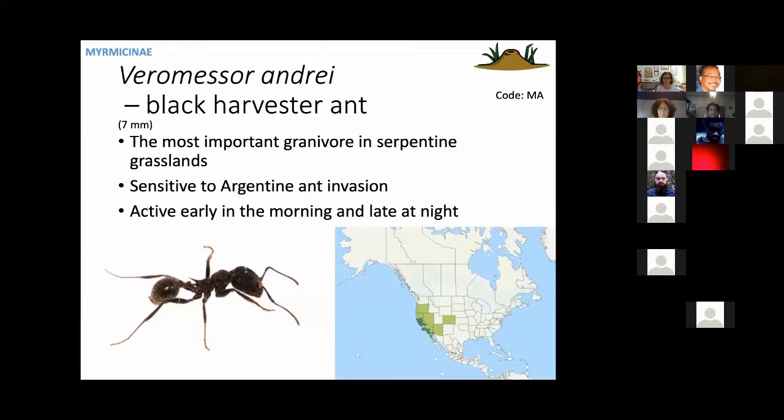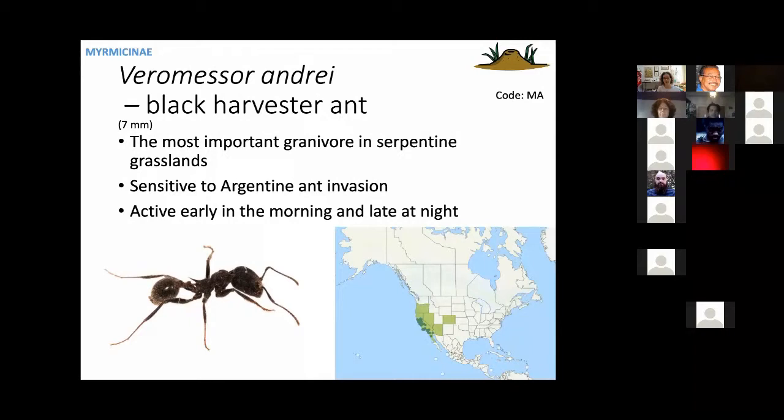Let me also mention that the introduction of Argentine ants, by reducing the richness of the harvester ants, has also led to the decline of a reptile called the horned lizard. We used to call them horny toads, and their populations have declined. Yeah, that's a great point.